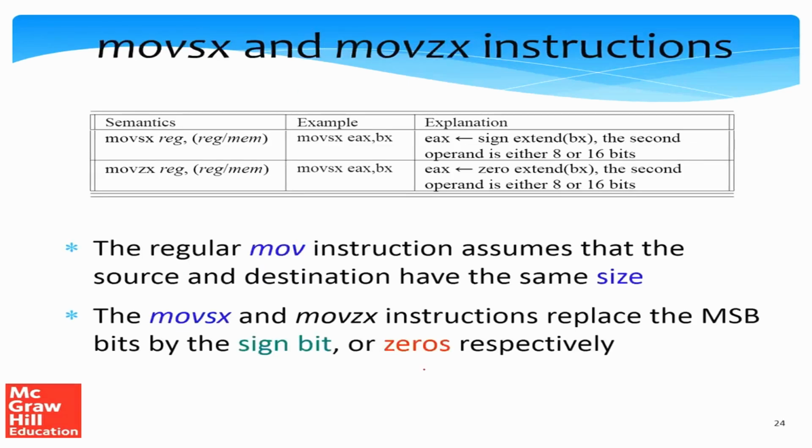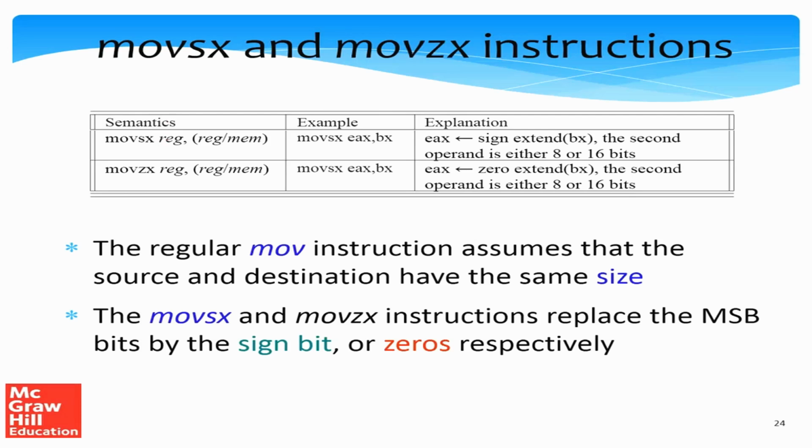Similarly, we have the move SX and move ZX instructions. The regular move instruction assumes that the source and the destination are the same size. But the move SX and the move ZX instructions assume that the source and destination have different sizes. So let us consider this.